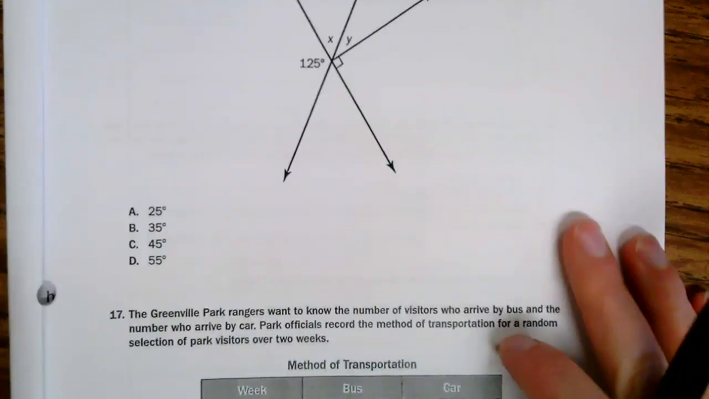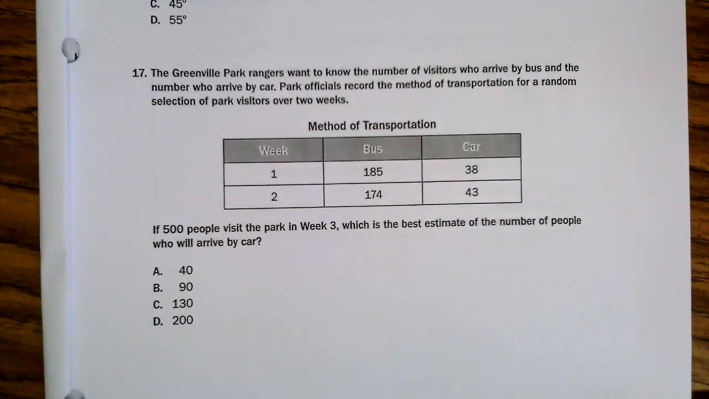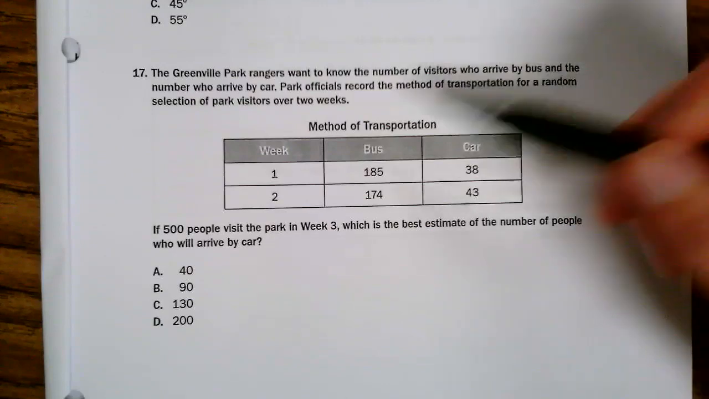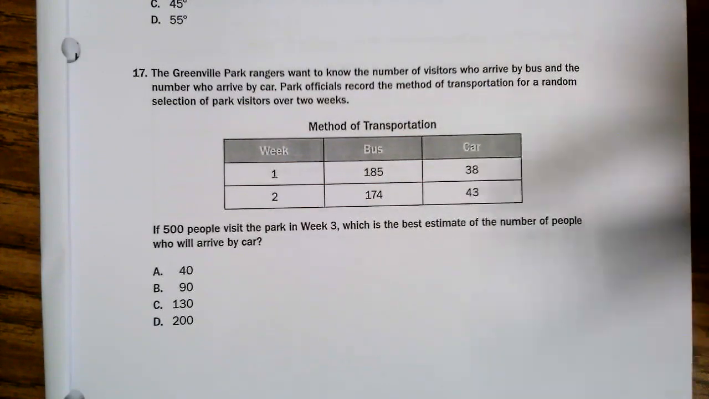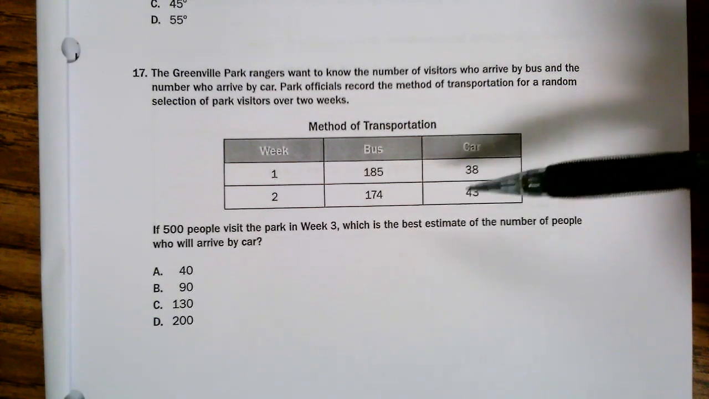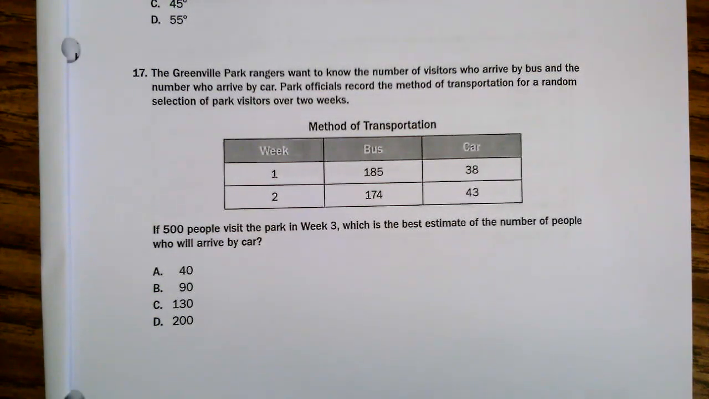Okay, let's look at number 17. It says the Greenville Park Rangers want to know the number of visitors who arrive by bus and the number who arrive by car. Park officials record the method of transportation for a random selection of park visitors over 2 weeks. Okay, so here's my little table here, the weeks, people who ride the bus, people who ride in a car. If 500 people visit the park in week 3, which is the best estimate of the number of people who will arrive by car?